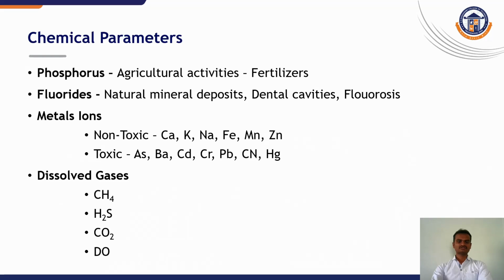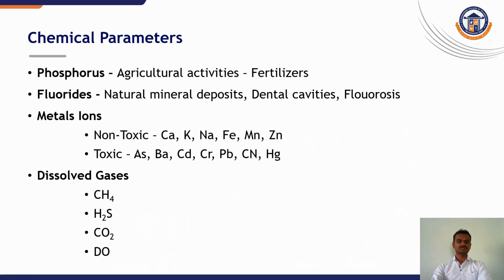And the fluorides naturally found in the groundwater in small amounts around 1 milligram per liter. It prevents dental caries, but excessive fluoride of more than 1.5 milligram per liter can cause dental fluorosis, affect the teeth and bones. So let us also touch on the metal and dissolved gases.